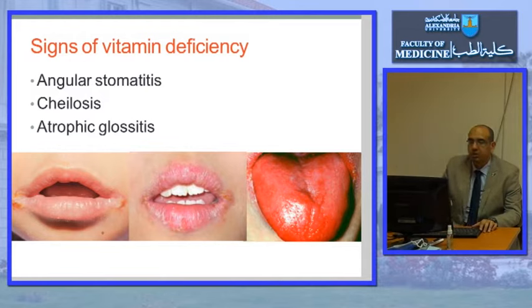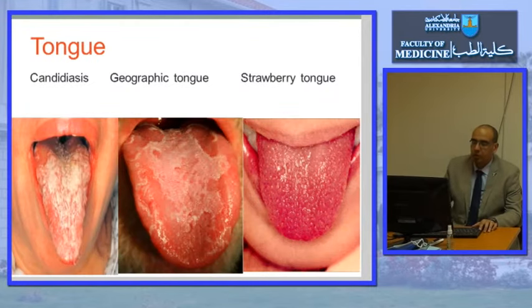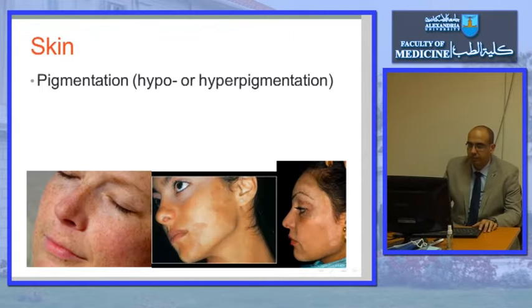Also, we might find signs of vitamin deficiencies, as here there is angular stomatitis at the angle of the mouth, or cheilosis, look at this lip, or atrophic glossitis, look at the tongue. Also for the tongue, we might find candidiasis, characterized by these whitish plaques over the tongue, geographic tongue, or strawberry tongue and vitamin deficiencies.